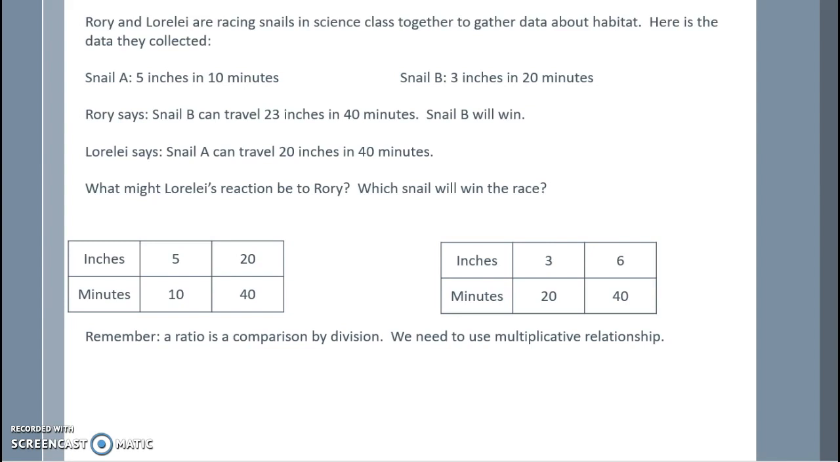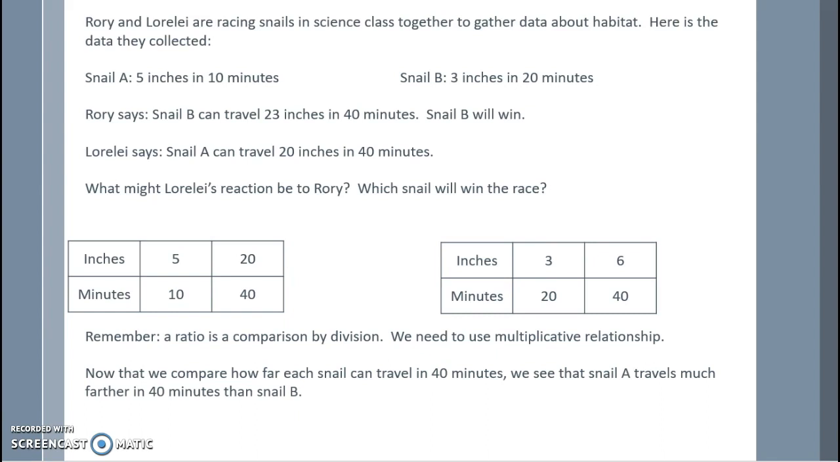Remember, a ratio is a comparison by division. We need to use their multiplicative relationships. When we compare how far each snail will travel in 40 minutes, we see that snail A travels much farther in 40 minutes than snail B. Therefore, snail A wins the race.